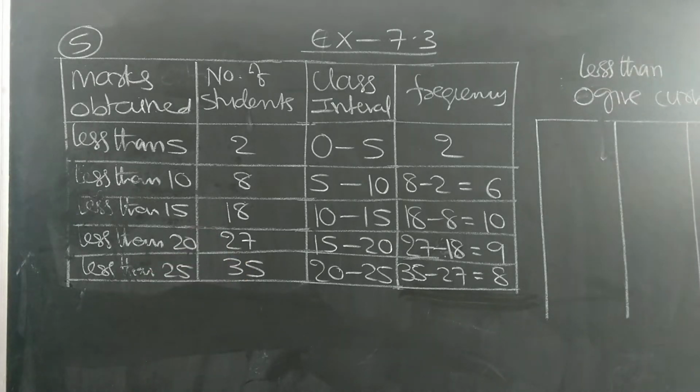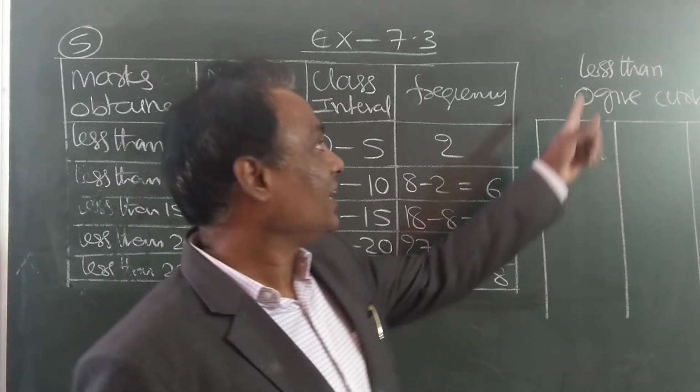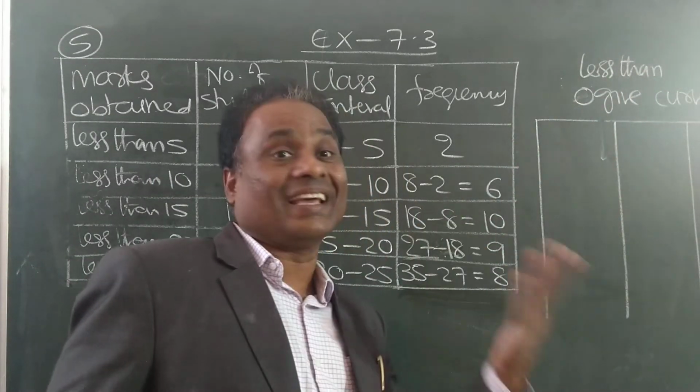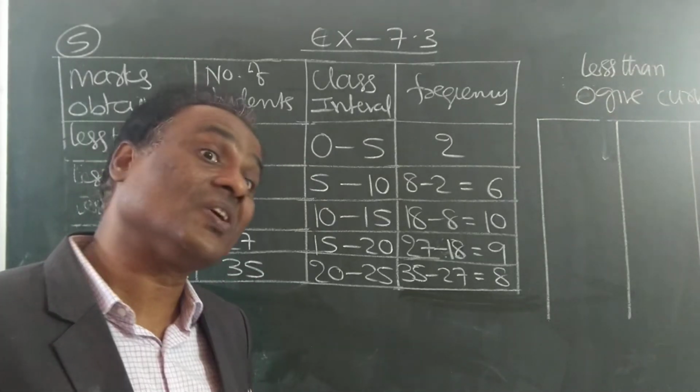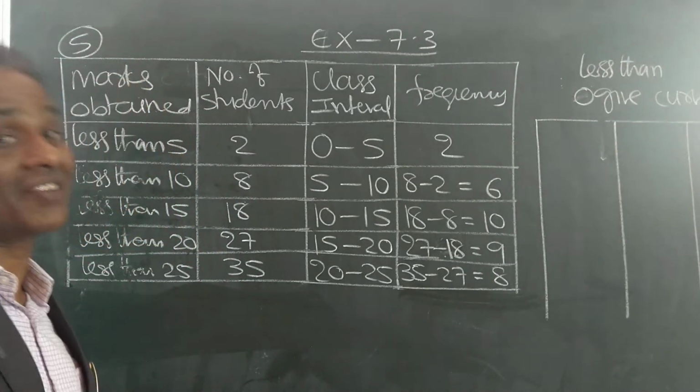Complete this table. Now 2 more questions. Less than ogive curve, greater than ogive curve. Both we have to draw. See the question. Also draw the ogive curves.